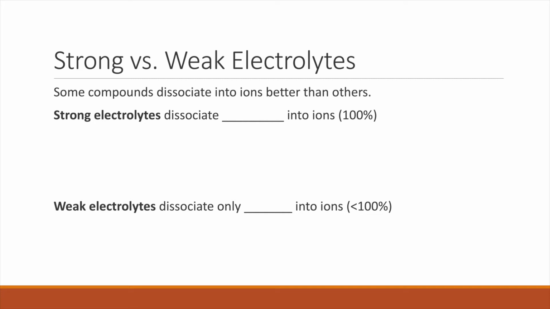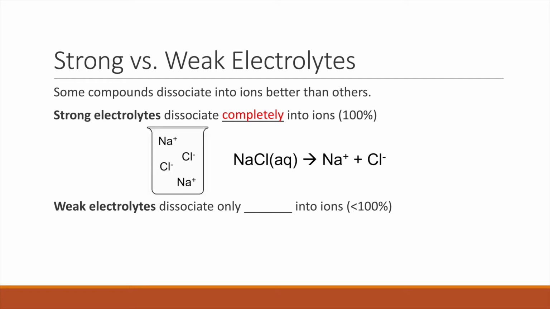Strong electrolytes will dissociate completely into ions. That is 100% ions. So sodium chloride breaks all into Na+ and Cl-. So in my beaker, I see Na+, I see Cl-. There is no NaCl, the original compound. A weak electrolyte will dissociate only partially into ions. That's less than 100%, which means I'm going to have some of my original compound left over.